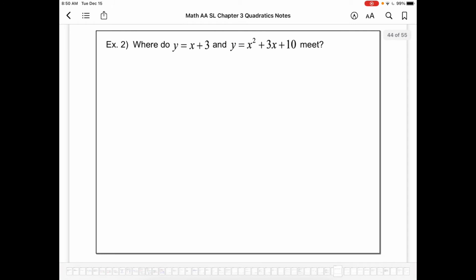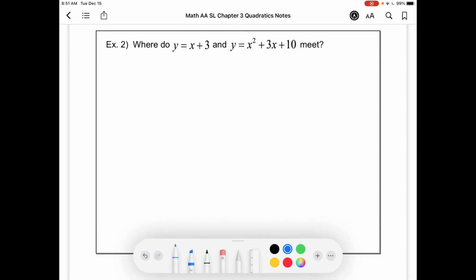So now that you've seen the technique, maybe you want to take a look at this one, pause the video, try it yourself, and then unpause to make sure that you've got an understanding of what's happening. And we're back. So I'll take the process here and equate the functions. That's step 1.